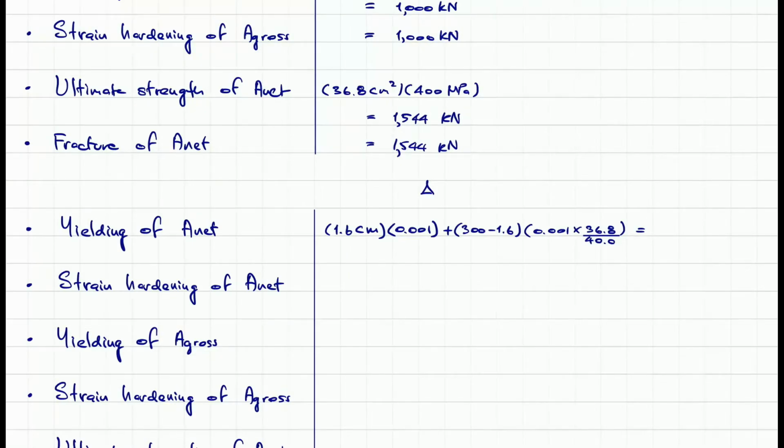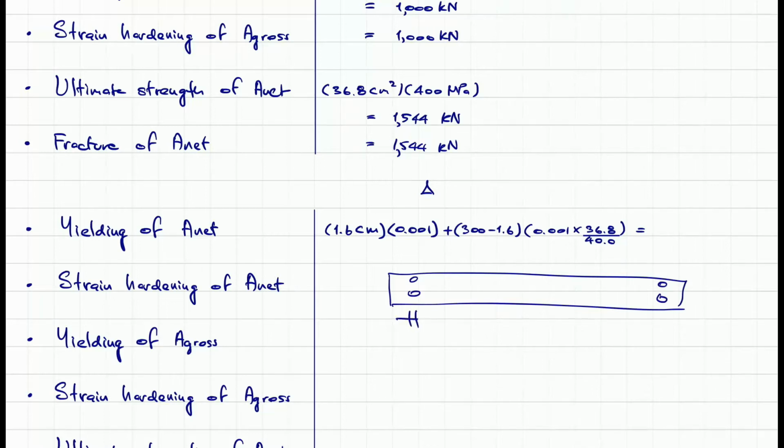Okay, so the 1.6 centimeters just represents the bolt holes, the total length of the bolt holes, because you have M8. M8 means 0.8 centimeters and 0.8 centimeters on both sides. So the area that is reduced by bolt holes has a total length of 1.6.